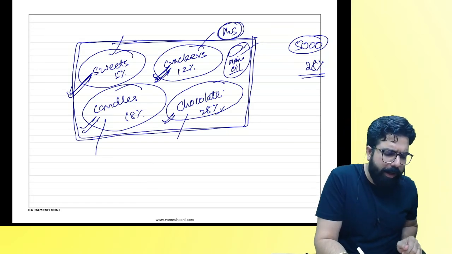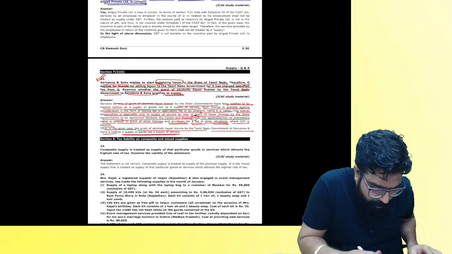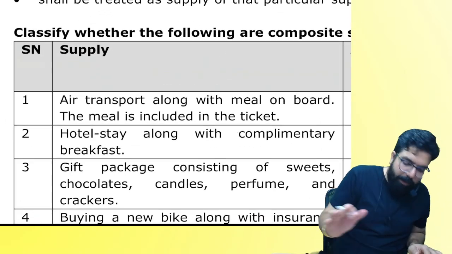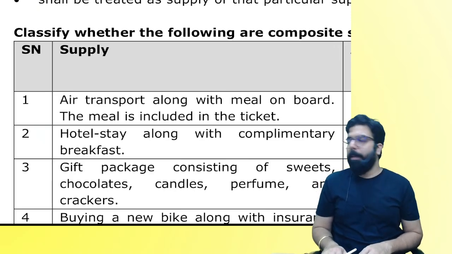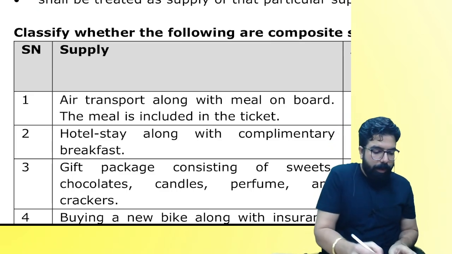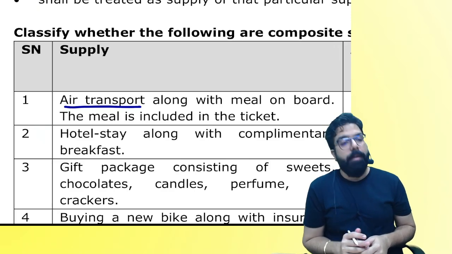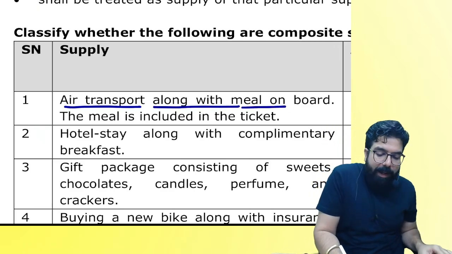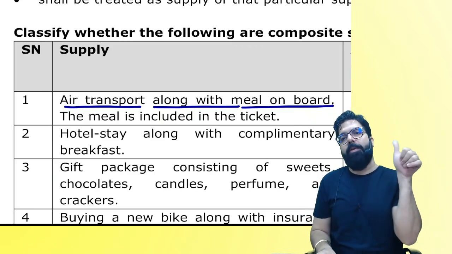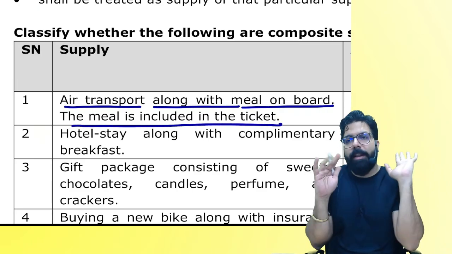Let's do one or two more examples from our textbook so that we can understand this. One minute, everyone. Don't go here and there. Be in the class, everyone on the board. Air transport. I give air transport along with meal on board. You come to my flight. In the flight, what do we do, everyone? We give you air transport plus meal. And the meal is included already in the ticket.